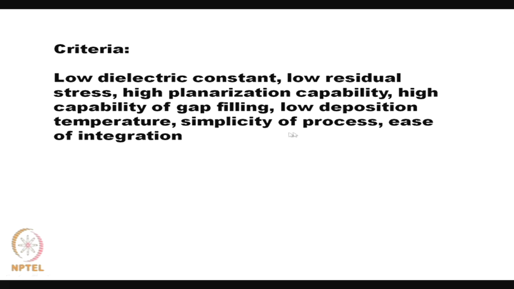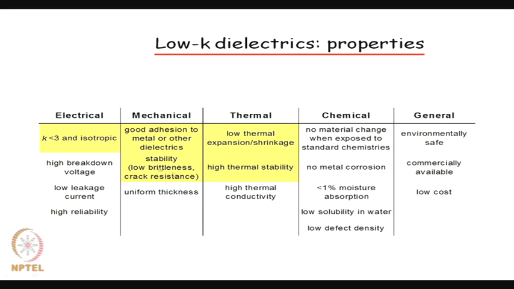Now, what would be the criteria? This is the criteria that low K dielectric must have these properties. When we talk about low K dielectric, it means the value of the dielectric constant will be less than 3. It must be isotropic, that is, the value will not have any direction dependence. In all the directions you will find that the value will be the same, whether you take it in the x direction or the y direction. So, in all the directions the value of the dielectric constant will be same.